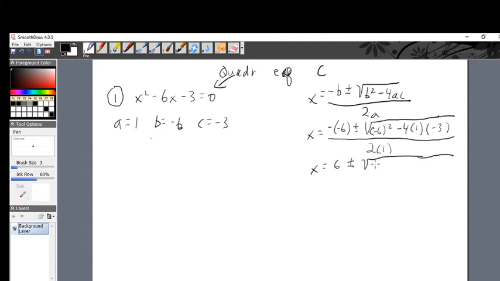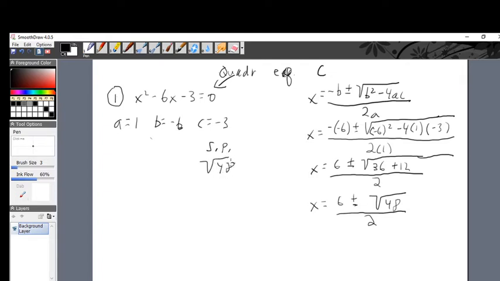Let's clean this up. Negative 6 squared is 36. Minus 4 times 1 is minus 4. Minus 4 times the negative 3 is positive 12. All of that over 2. Okay, x equals 6 plus or minus square root of 48 over 2. Now we've hit a standstill because we got to clean up that square root of 48. We have to use the techniques we've learned in the past of how to simplify a radical.